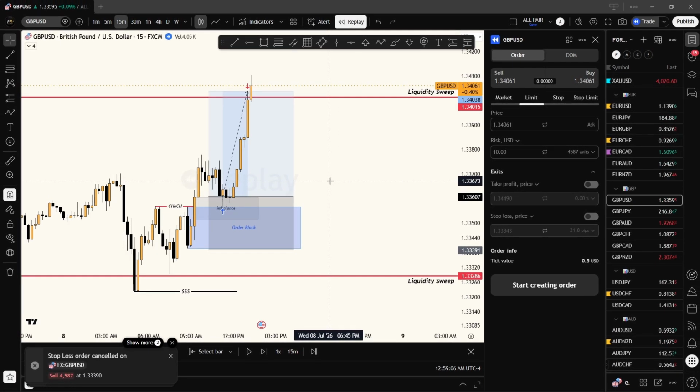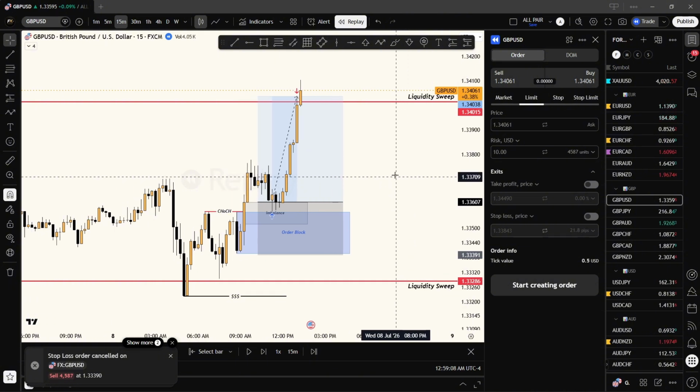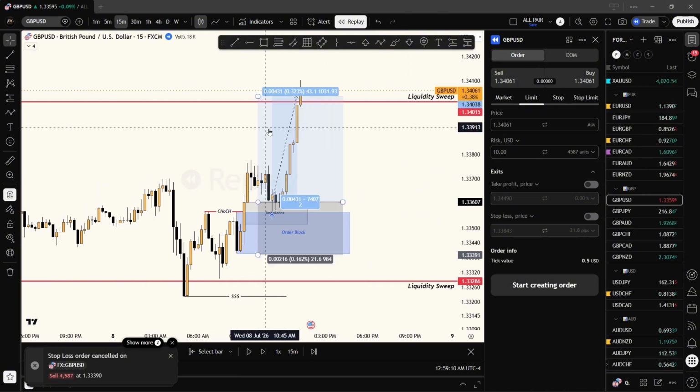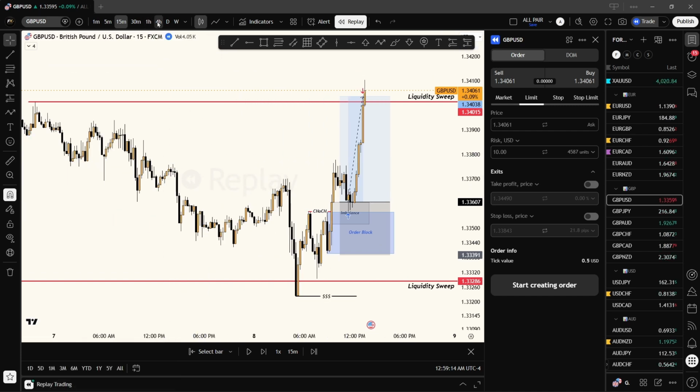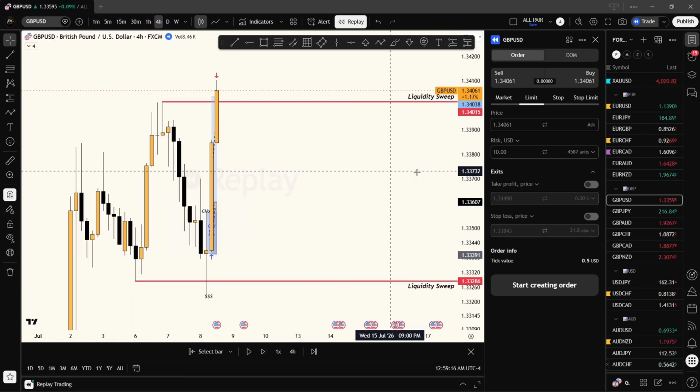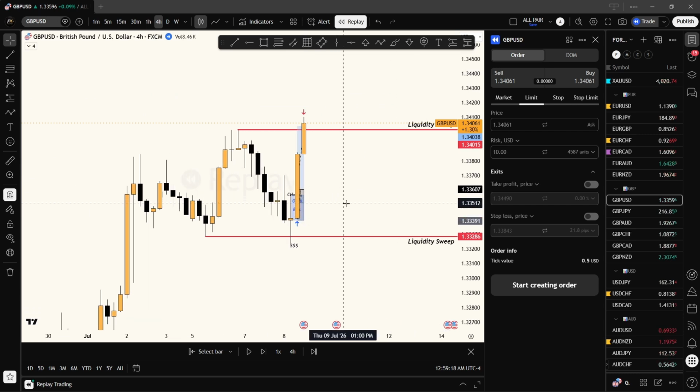And there we have it. Not long after price tapped our entry zone, buyers stepped in and pushed the market straight toward our target. As you can see, our take profit level has been hit, and the trade has played out exactly according to our plan.